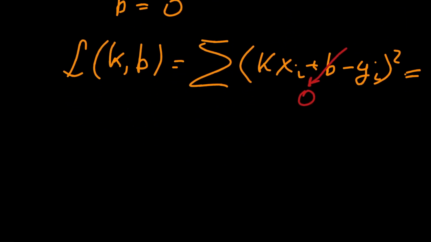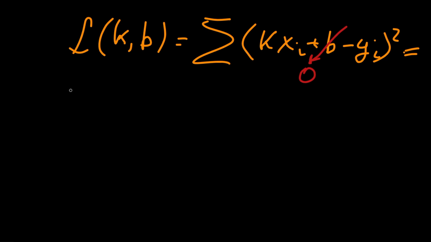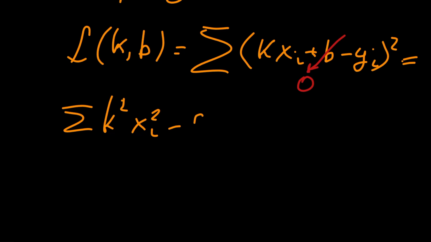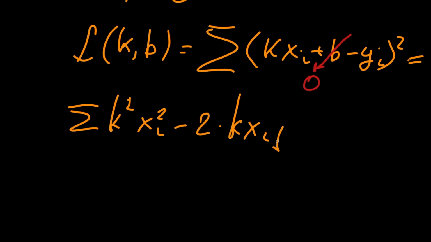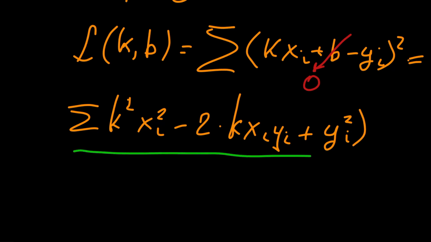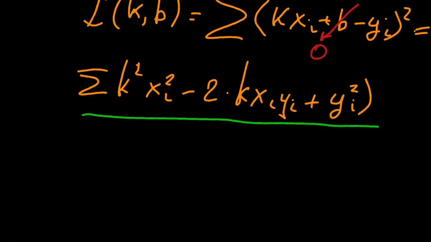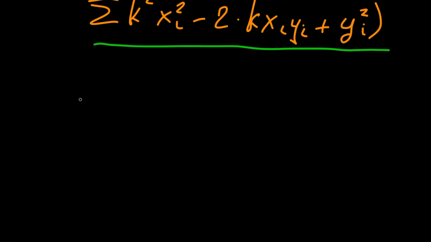So now let's open the brackets and see what happens. It will equal the sum of k squared x squared minus 2kxy plus y squared. And we need to find the minimum of this function.